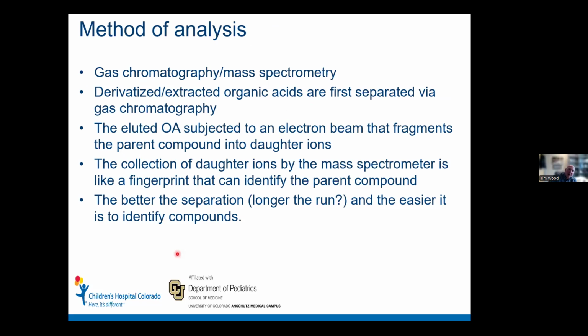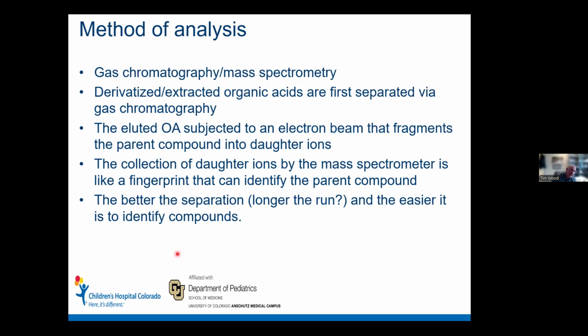So the method of analysis we're going to use once we've prepped that sample is gas chromatography mass spectrometry. So here's that mass spectrometer coming in again. We are going to separate them via gas chromatography. So for the anhydride-based systems, we use ion exchange chromatography. Now we're using gas chromatography.